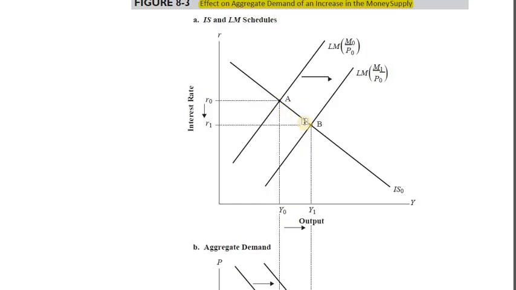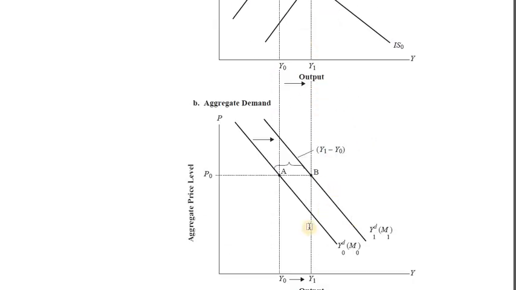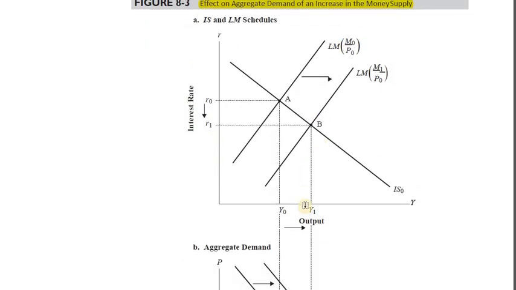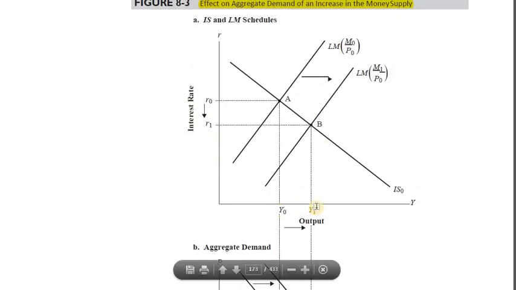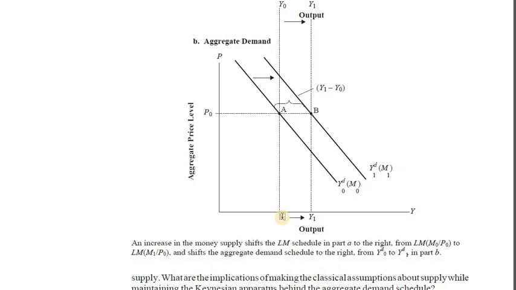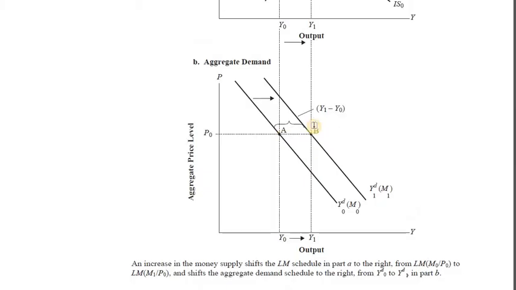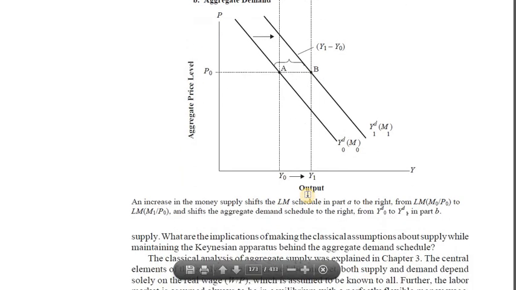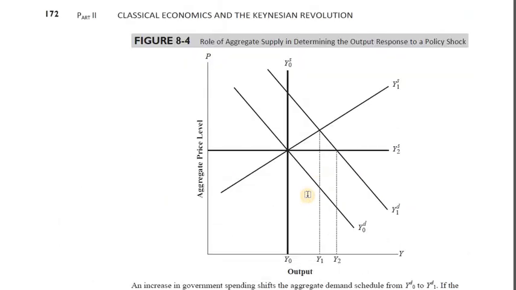So based on it, A to B, we have seen Y0 to Y1. The point is the entire increase that has happened over here from Y0 to Y1, that entire increase has been replicated over here as well, Y0 to Y1. That's it. The AB length at this point and the AB length at this point is the same, Y0 Y1 and Y0 Y1. Alright, let's move on to the next thing now.